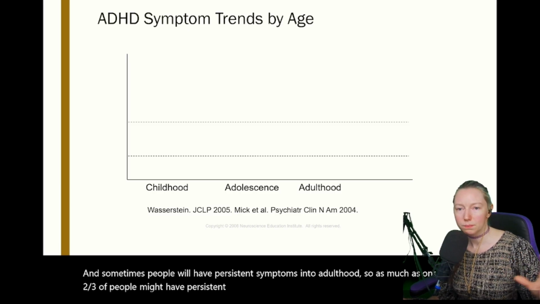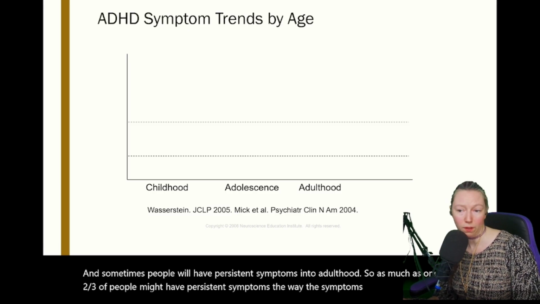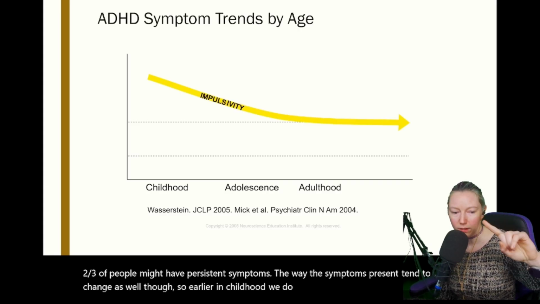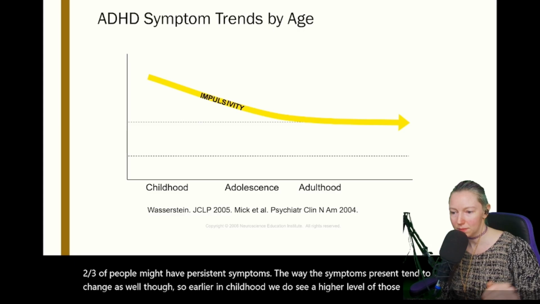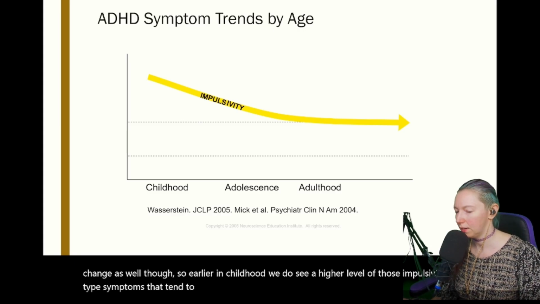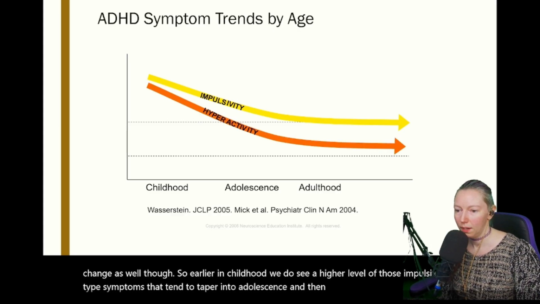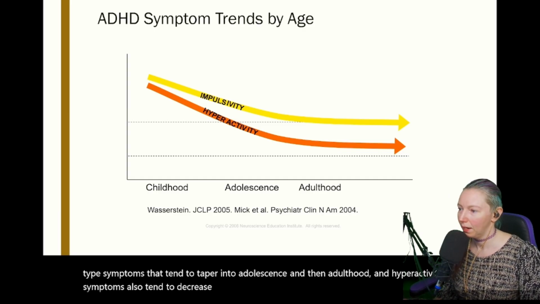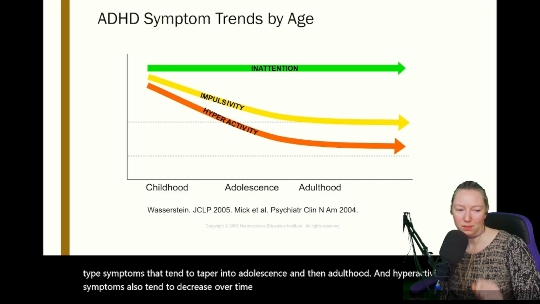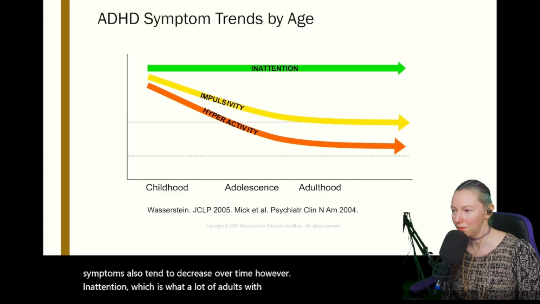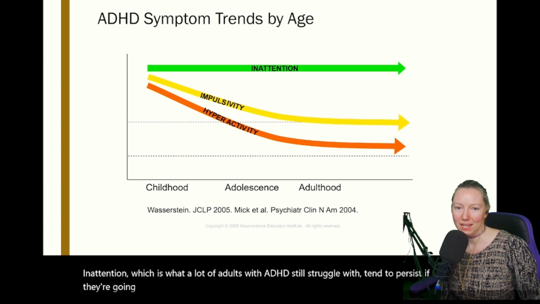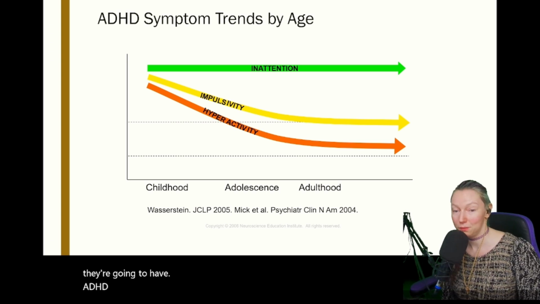The way the symptoms present tend to change as well, though. So earlier in childhood, we do see a higher level of those impulsivity type symptoms that tend to taper into adolescence and then adulthood. And hyperactivity symptoms also tend to decrease over time. However, inattention, which is what a lot of adults with ADHD still struggle with, tends to persist if they're going to have ADHD that transitions into adulthood.